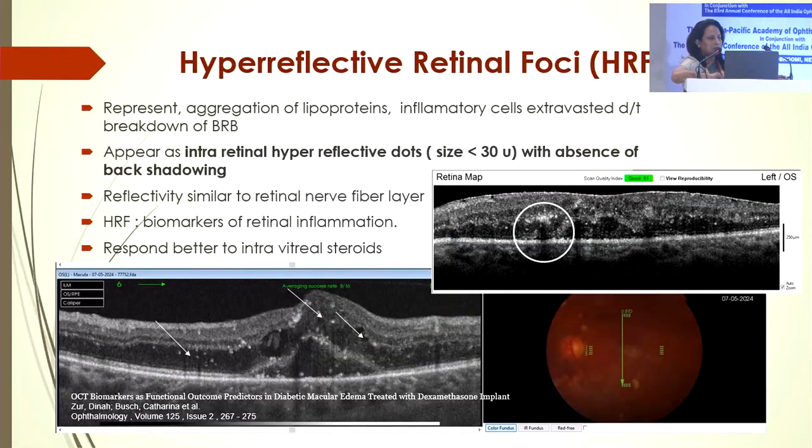The other biomarker that we come to is hyperreflective retinal foci. These are aggregations of lipoproteins and inflammatory cells which are thought to have extravasated due to breakdown of the outer blood retinal barrier, and they appear as intraretinal hyperreflective foci. They are typically less than 30 microns in size, and here I have put in this circle to show you this is a hard exudate that has back shadowing, whereas all the HRFs you can see do not have any back shadowing. Whenever hyperreflective foci are present, these are signs of poor prognosis. Whenever they are present at the onset, we know that the visual acuity outcome will not be as good.